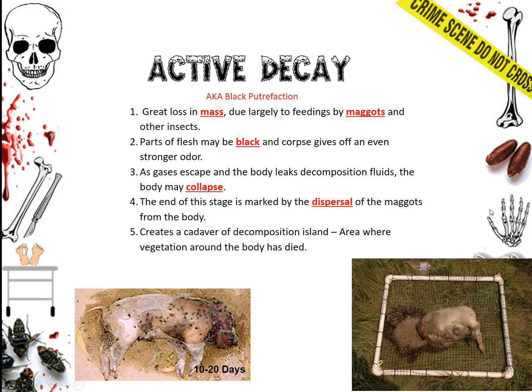All of the liquids are starting to leak out because the maggots have done so much damage. They've released tissues, and seepage can occur. You can see on our little piggy this big wet looking area, that's all leakage. You're going to see a lot of maggots, and sometimes the flesh can turn black.